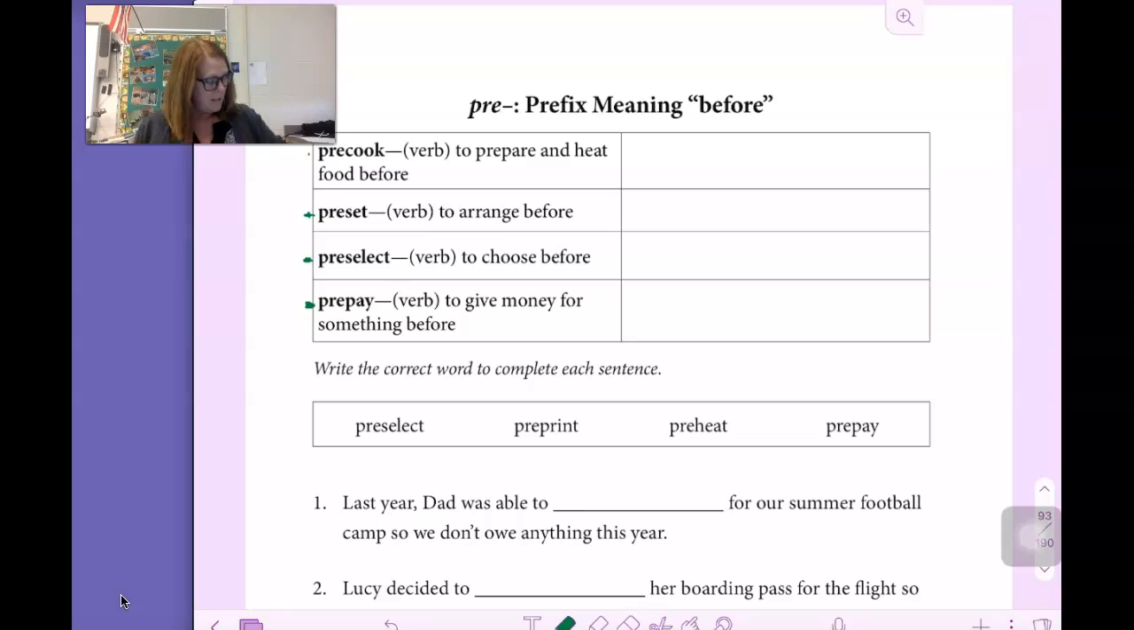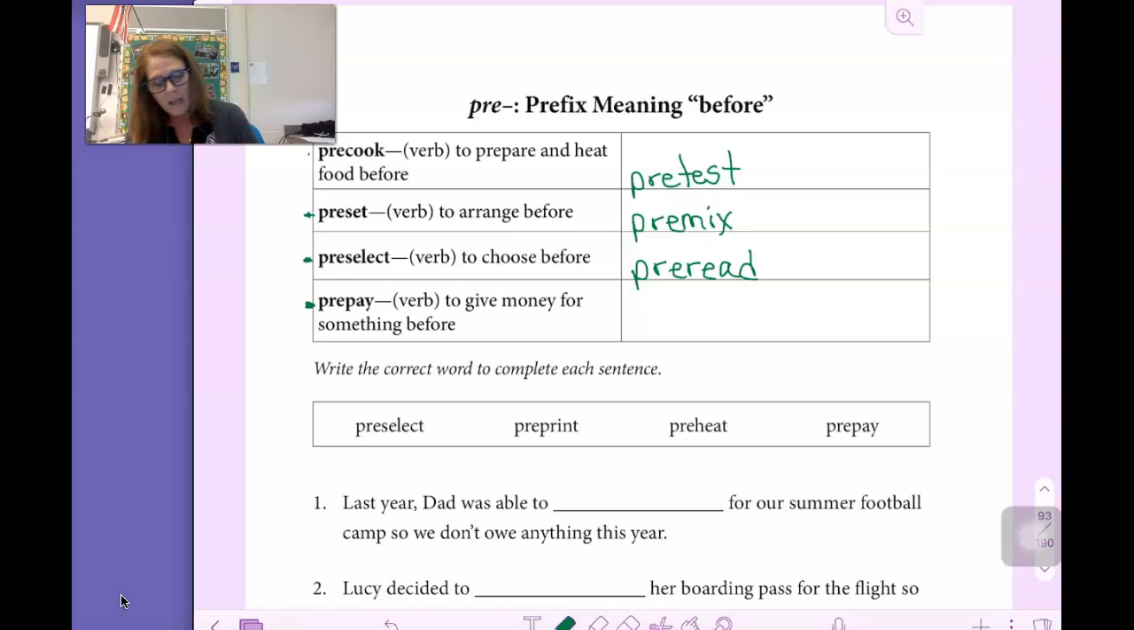And now let's think of some words with the prefix pre. Think of verbs, think of actions we do. How about test? We can pre-test someone or take a pre-test. How about if we mix some ingredients together? We could pre-mix before we start cooking. How about read? Sometimes we pre-read something that we're going to read for real. And how about make? We can pre-make things as well.